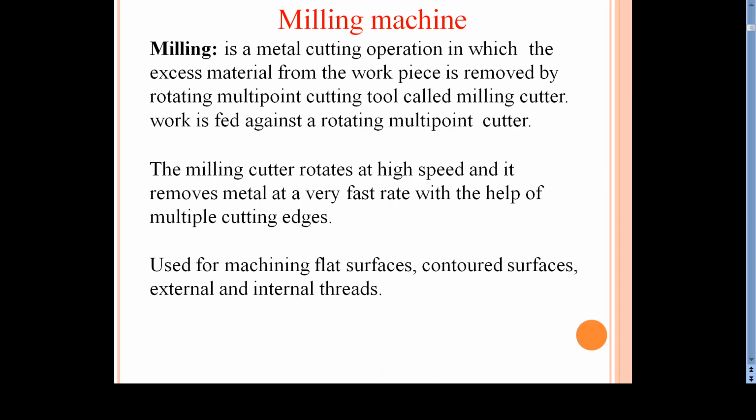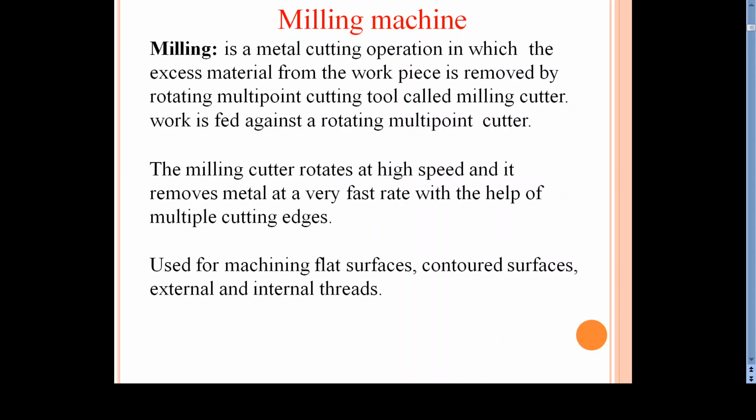So milling is a metal cutting operation in which the excess materials from the workpiece is removed by rotating a multi-point cutting tool, and the tool is known as milling cutter. Here work is fed, so feed is given to the workpiece by moving the table. The milling cutter rotates at high speed and it removes the metal at very fast rate with the help of multi-point cutting tool. That means there are multiple cutting edges.